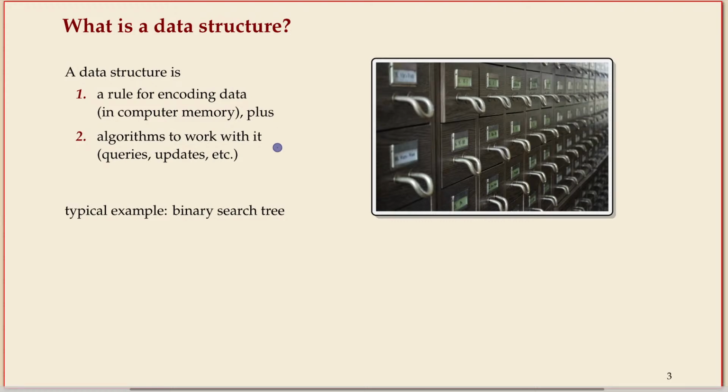And the second part is that it has algorithms that tell you how to do something with the data in the representation that you have it. Usually we distinguish between queries, which just ask a question about the data, and updates, which change it, but you can have various mixtures. An example you must have seen if you've done a CS undergrad is a binary search tree. But we'll see other examples.